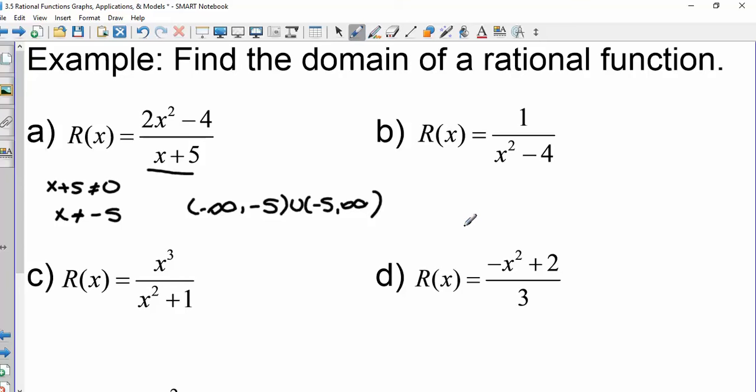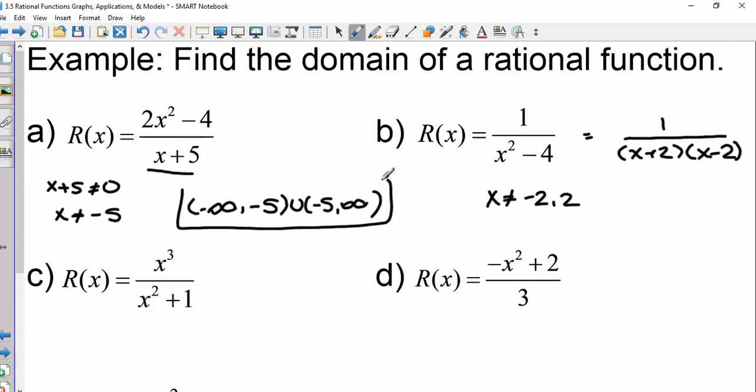Right, B. How could I rewrite the denominator to help me a little bit? Difference of squares. So neither one of those can be 0, so x cannot be -2 or 2.